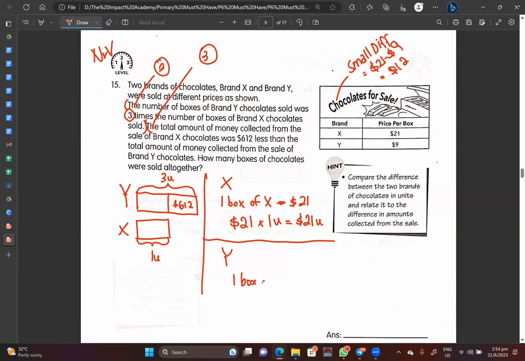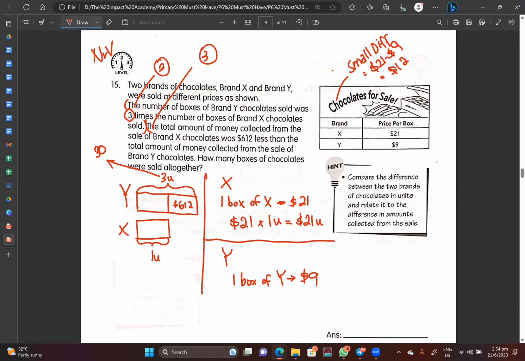1 box of Y is actually equal to how much? $9. You all agree so far? Now, I do not know how many boxes, right? Let's imagine if I change this to 30 boxes, what would you do? You don't even need to think much. You just say, Teacher Joseph, I know it's 9 times 30, which is equal to 270, correct or not? Unfortunately, they don't make it so simple for you because you're already in P6, right? So they say, I have 3 units.